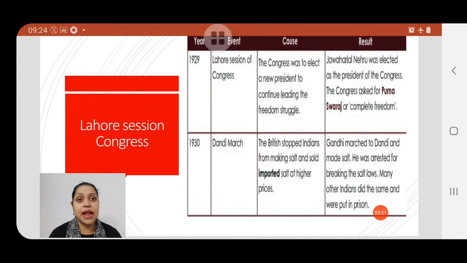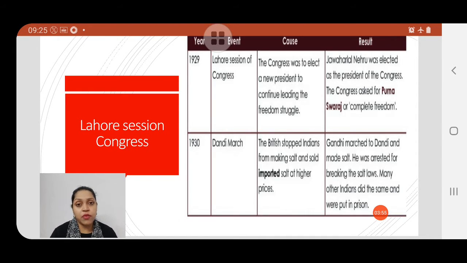They are, first, the Lahore session of Congress. It happened in the year 1929. Where is Lahore? Yes, it is in Pakistan. Lahore is a place in Pakistan. Before, India and Pakistan were the same, so the sessions of Congress did not happen only in India. They took place in Pakistan also.